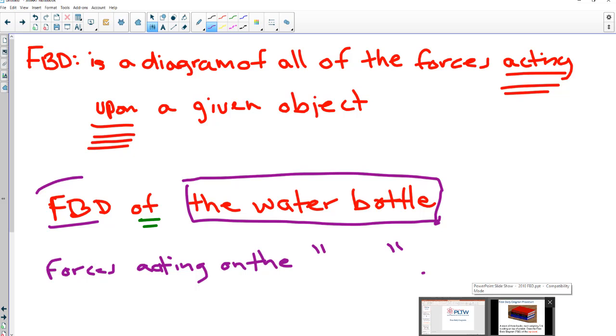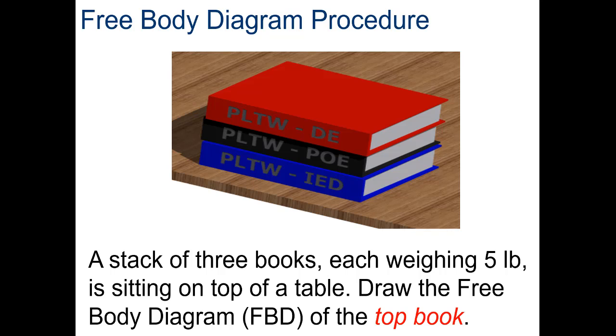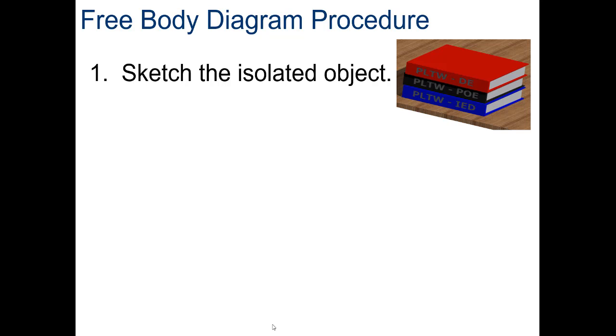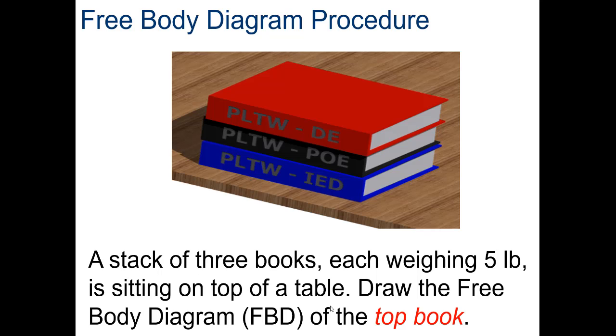If we go back over here to the PowerPoint, it says a stack of 3 books, each weighing 5 pounds, is sitting on top of a table. Draw the free body diagram of the top book. So of the top book, right? I want a force diagram of the top book. The important thing here is that we want to isolate whatever comes after the word of.